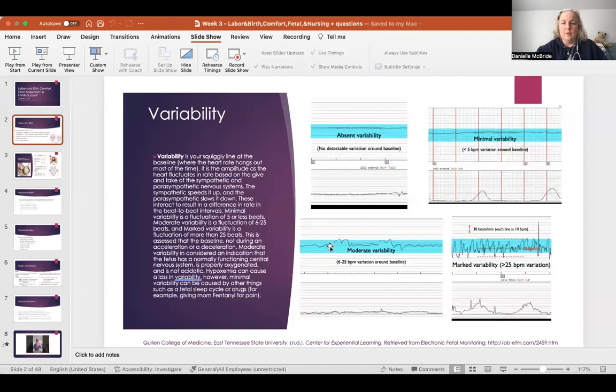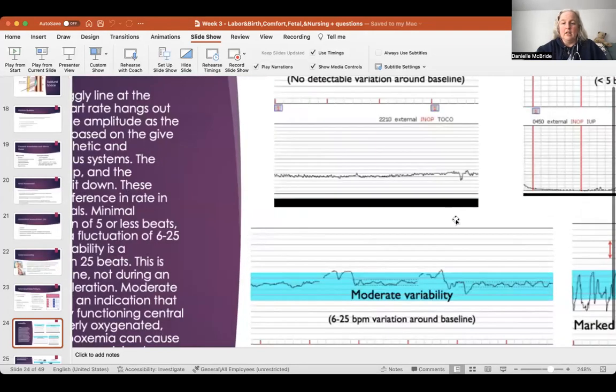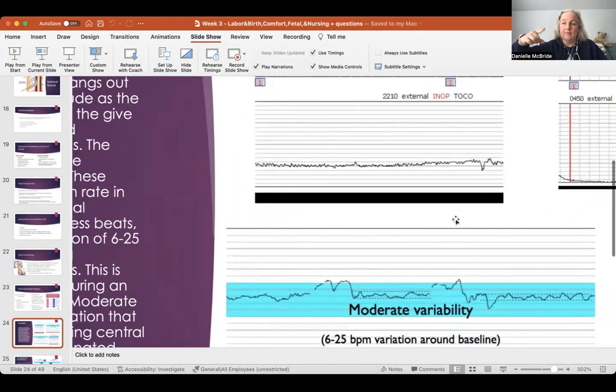So when we look at variability, it's what makes the line look squiggly. And this is the give and take of the sympathetic and the parasympathetic nervous system that's causing this line to squiggle. And so these variations around the baseline is what makes up our variability. And we like these variations to be between 6 and 25 beats around the baseline. So if I say the baseline is 130, my variations will go around the 130 mark. All right. Moderate variability is the best.